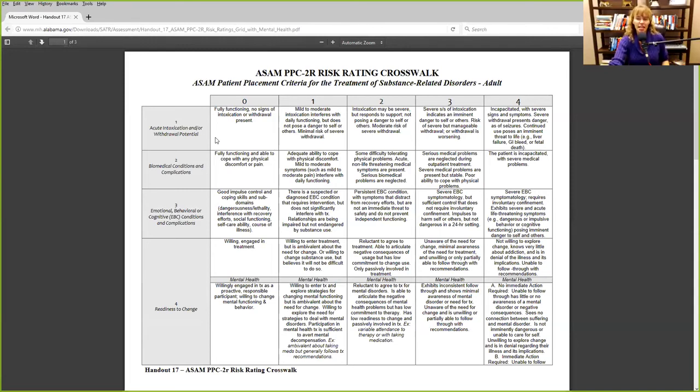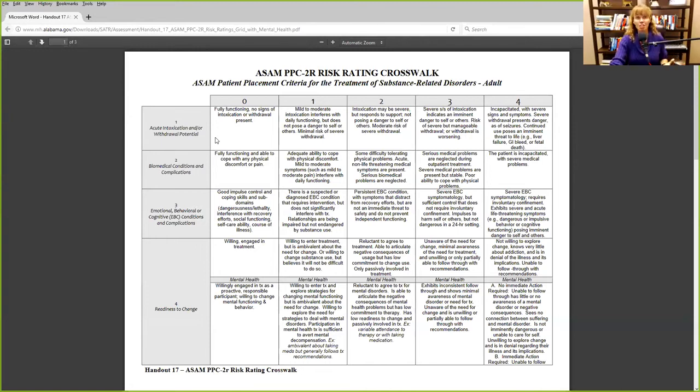Readiness for change is the next dimension. Obviously at 0, they're willing and engaged in treatment, both from a mental health and a substance abuse standpoint. And remember, we're talking about not only substance dependence, but we're also talking about substance misuse that can negatively impact things. If they're taking antidepressants, SSRIs, and drinking, even if they're not abusing substances, it's contraindicated to drink, to use alcohol and take SSRIs. So this is something that we're going to look at.